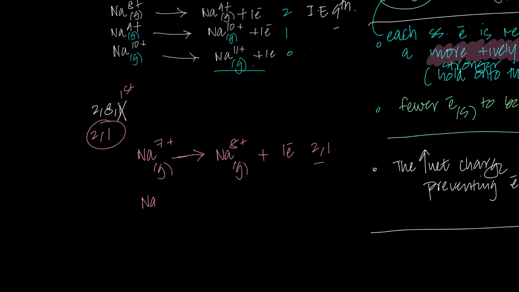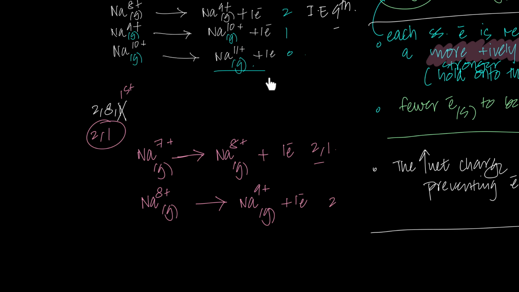Now what if I remove the ninth electron? So it was already 8 plus, and now I'm removing the ninth electron. It is 2, 1, right? That's the eighth ionization energy, 2, 1. And then when I write the ninth ionization energy, it's 2. So I removed this stuff right here.